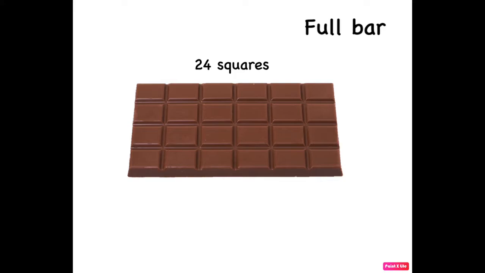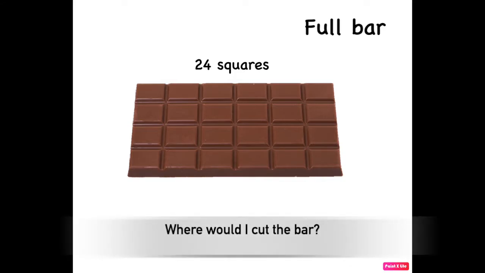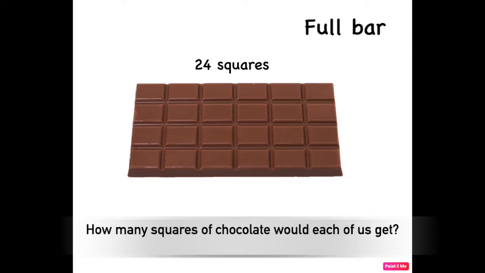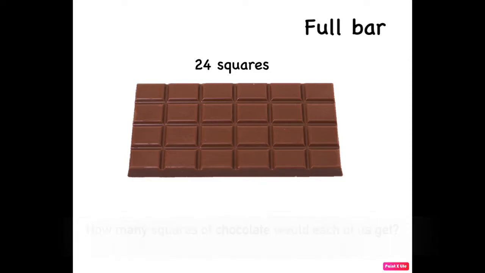This is especially useful if you are sharing a bar of chocolate with a friend. So, there are 24 squares of chocolate on this bar. If I was to divide this bar of chocolate in half, or between two people fairly, where would I cut the bar? How many squares of chocolate would each of us get to make it fair? To figure this out, it is really useful to know our doubles tables. Knowing your doubles tables means it is easy to figure out what half of something is.